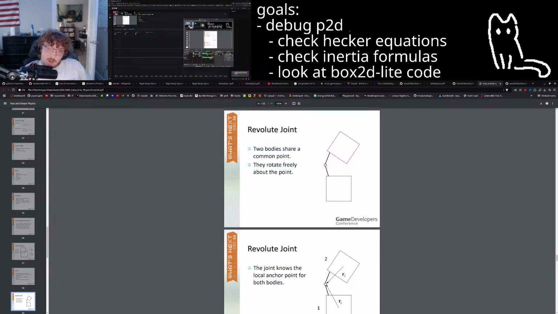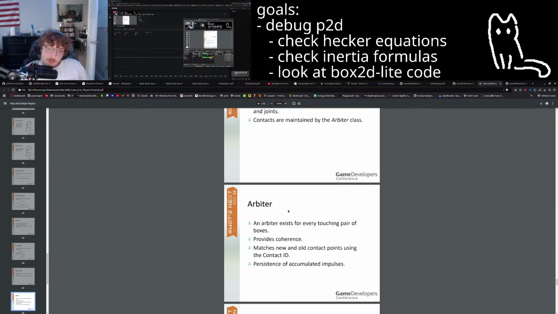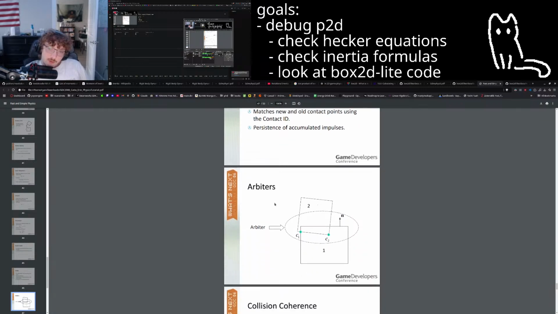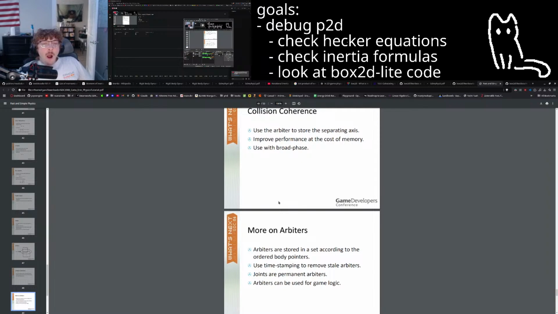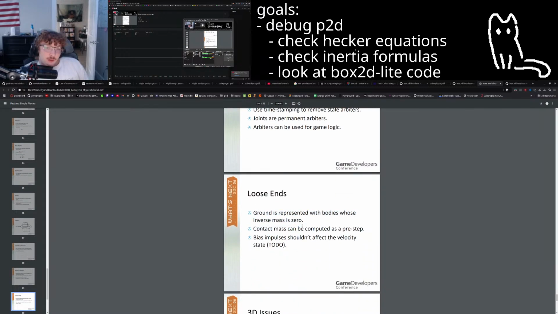Joints, I wish I was doing that. Arbiter exists for touching pairs, basically the same as a manifold. Provides coherence. Matches new and old contact points. Accumulates impulses. Joints. Ground is represented with bodies whose inverse mass is 0. Yep, I do the same thing.